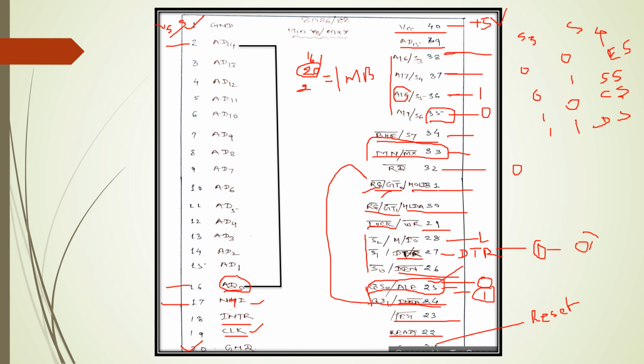Only pins number 31 to 24 are different for maximum mode and minimum mode, because maximum mode is used for multiple processors and minimum mode is used for a single processor. So I think you understand the maximum and minimum mode, that means the hardware specification or pinouts and pin functions of the 8086 or 8088 microprocessor. Thank you very much.